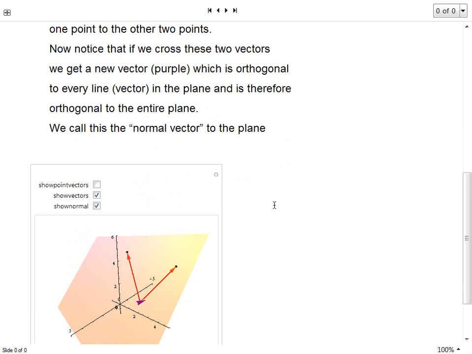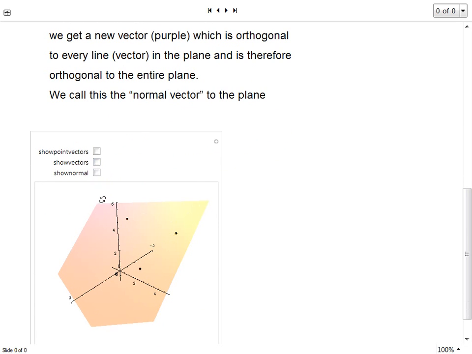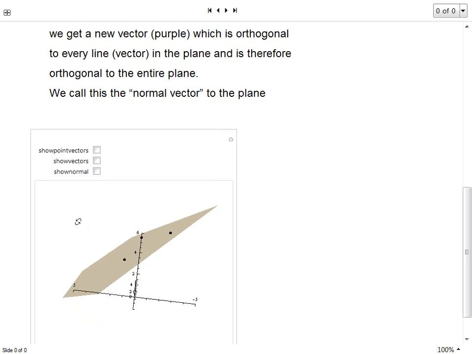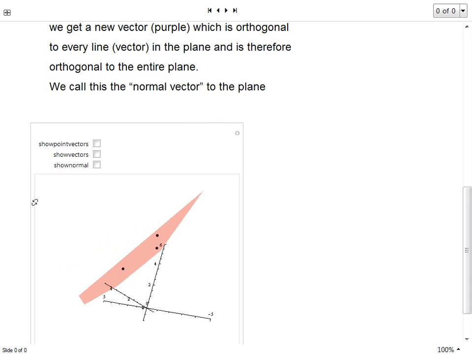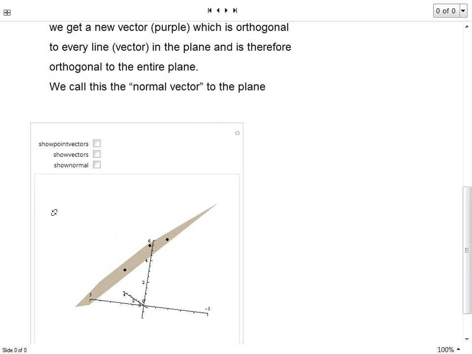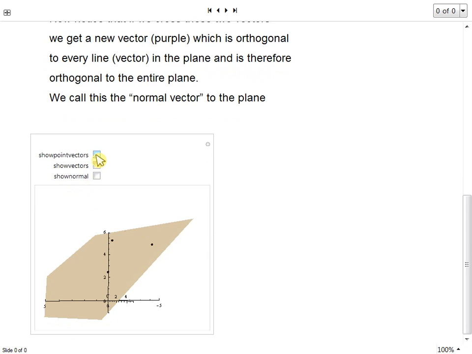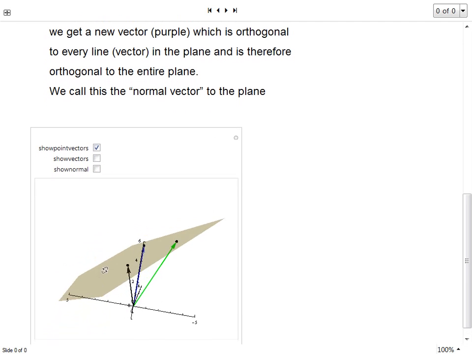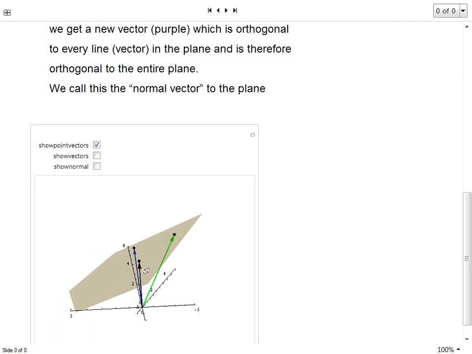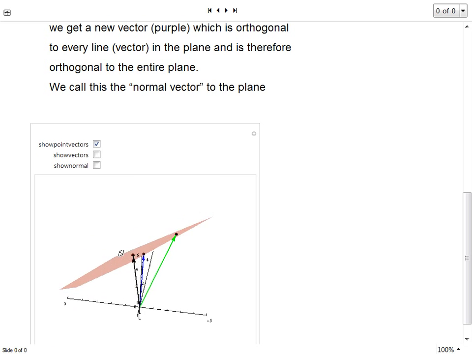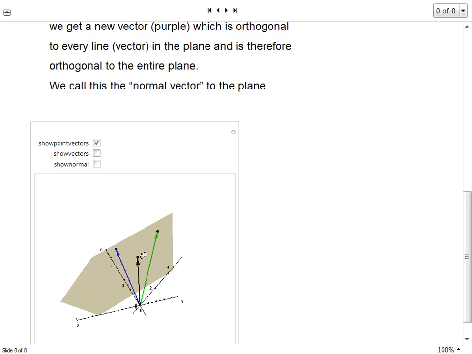So I'm going to do this construction. Okay, can you all see the plane okay there? There are 3 points on that plane. If I pick some of those points and I create vectors, those vectors go from the origin to those points, right? Then for each point, I have a corresponding vector.